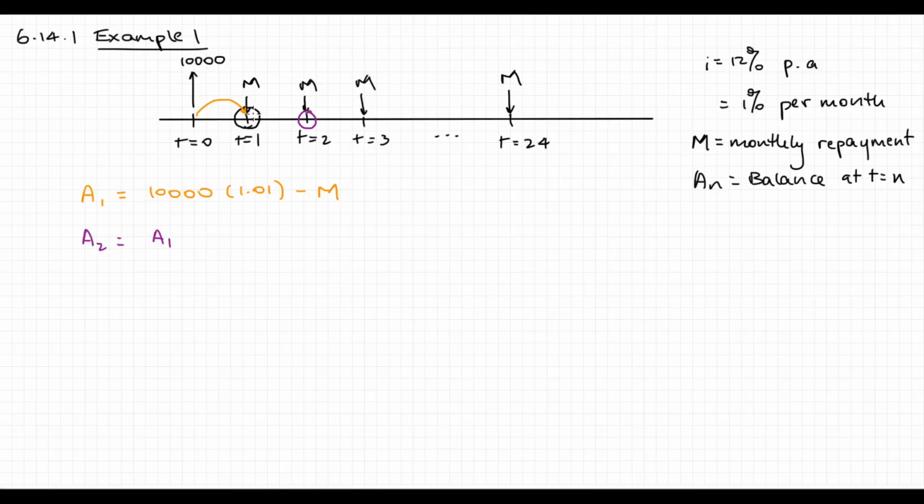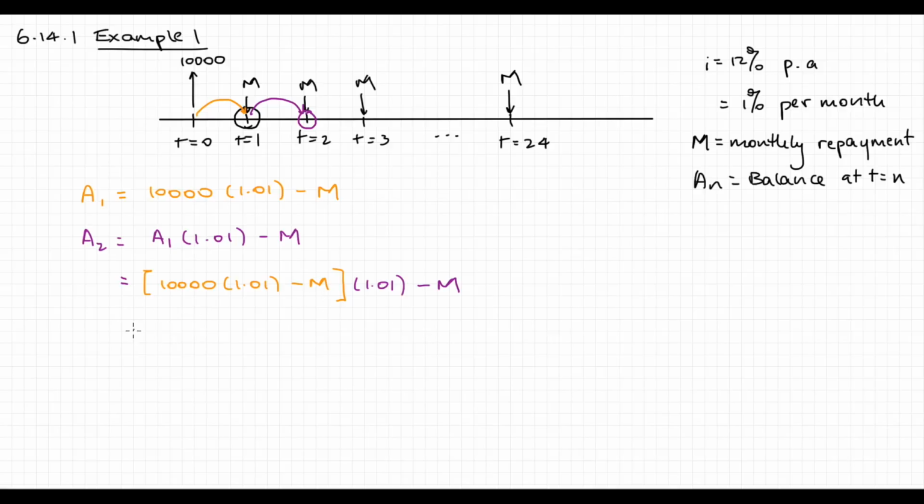That balance gains interest from t equals 1 to t equals 2. So it's going to be A1 times 1.01. After it accrues interest, then you make your M dollars of payment, right? So take note that A1 right now is equal to 10,000 times 1.01 minus M. That's from the previous part. And I'm going to take A1 and multiply that with 1.01 minus M.